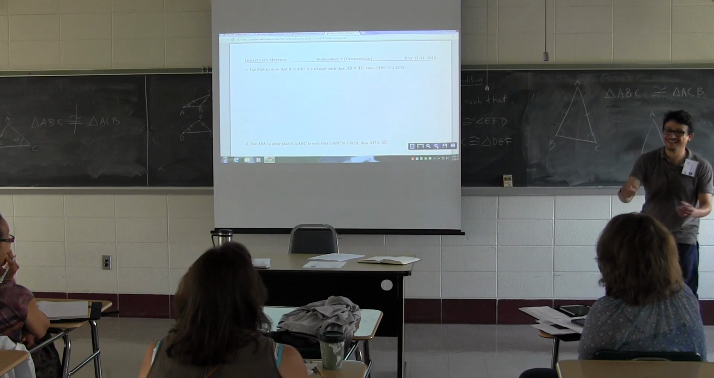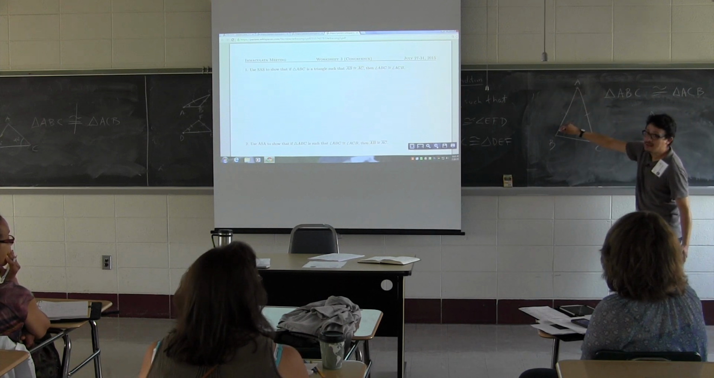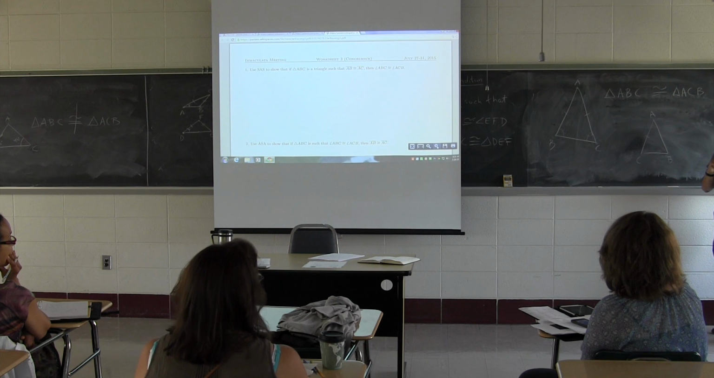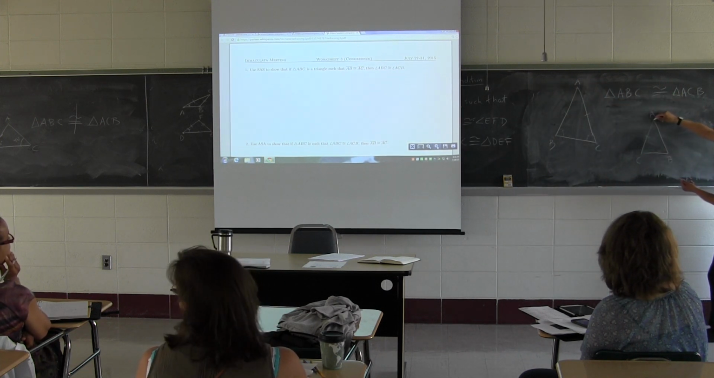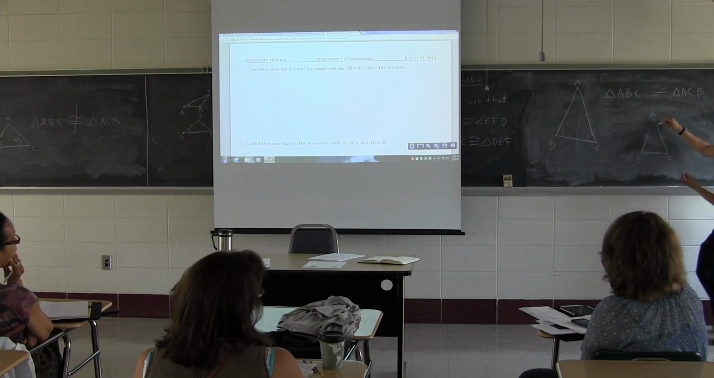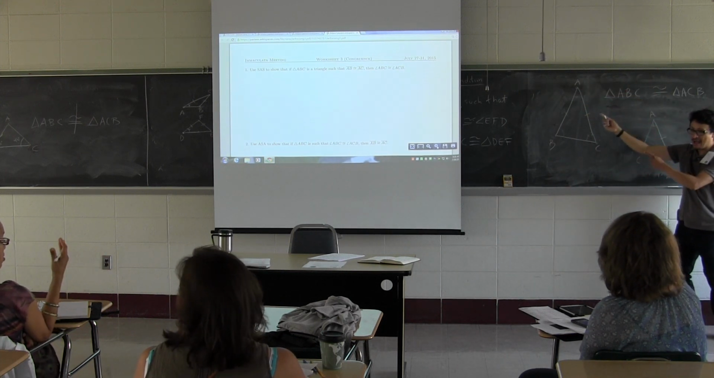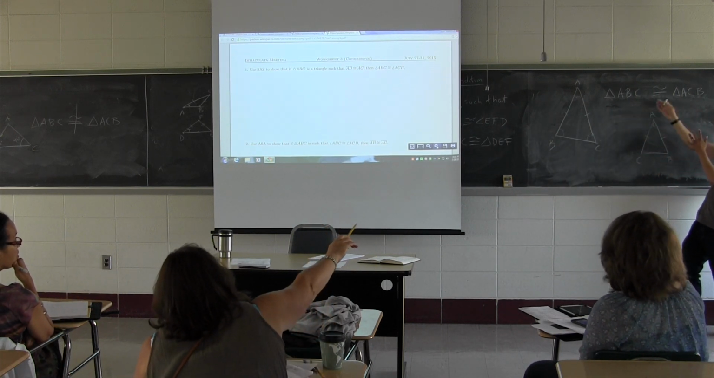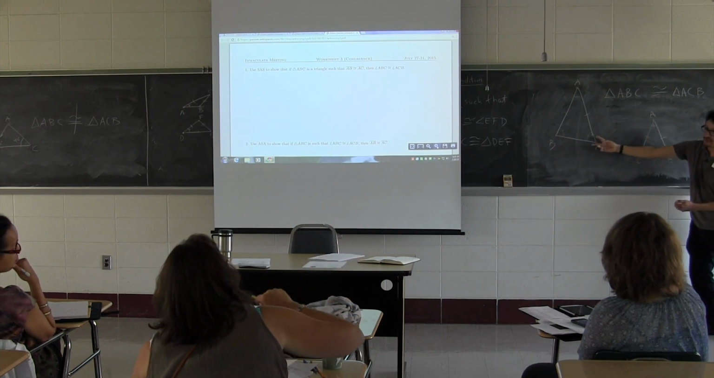Exactly, right? So this side AB is equal to side AC. Side AC is equal to side AB, and this is the same angle, right? So side angle side implies these two triangles, with this notation, are congruent. So this angle is equal to this angle.